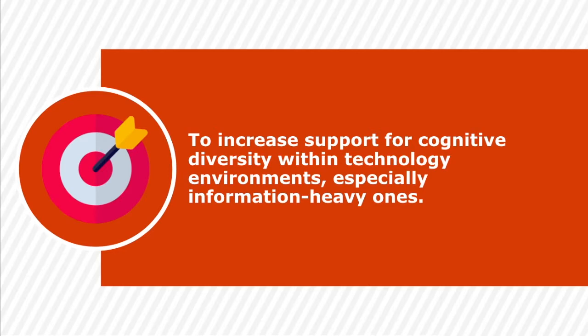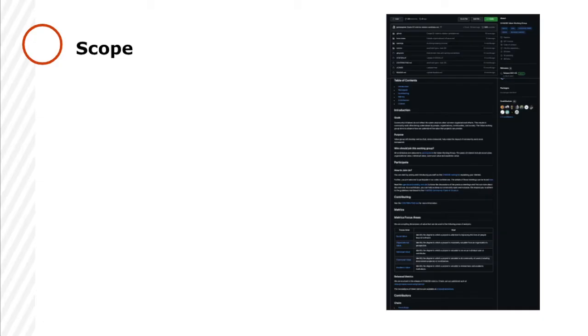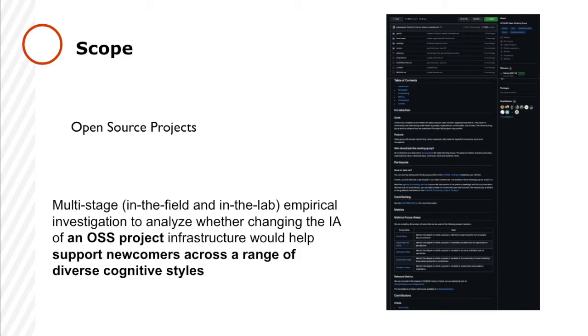So our goal is to increase support for cognitive diversity within technology environments, especially information-heavy ones. One particular example of information-heavy environments are OSS projects, which is the scope of our study as it is particularly challenged in attracting diverse populations. To do this, we conduct a multi-stage in the field and in the lab empirical investigation to analyze whether changing the IA of an OSS project infrastructure would help support newcomers across a range of diverse cognitive styles.